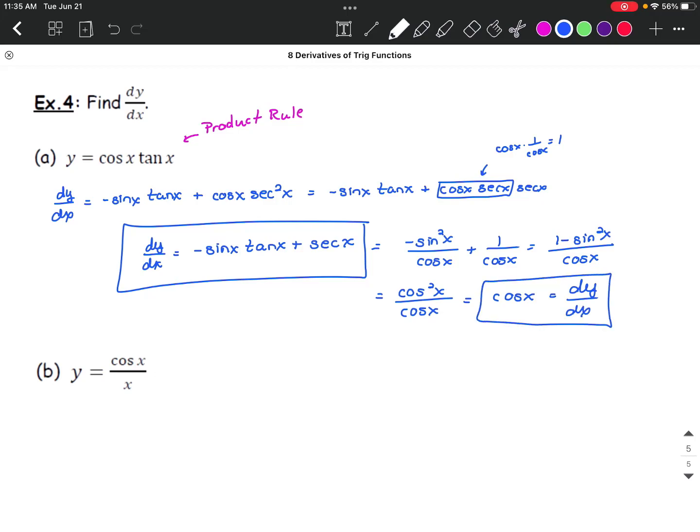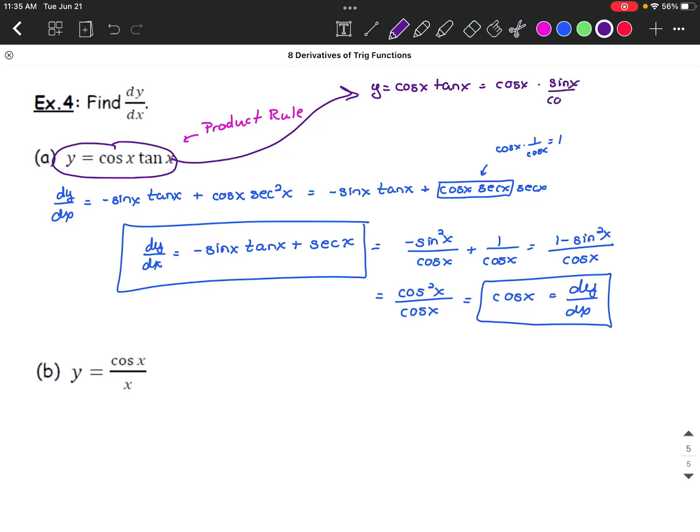Now, do you know the easier way to get that? Remember this original problem? That original function is just sine x. So the derivative, of course, is going to be cosine x. Isn't that awesome?